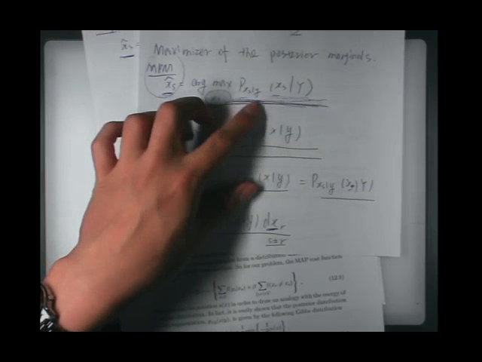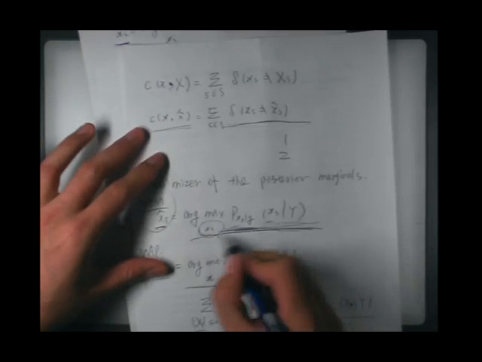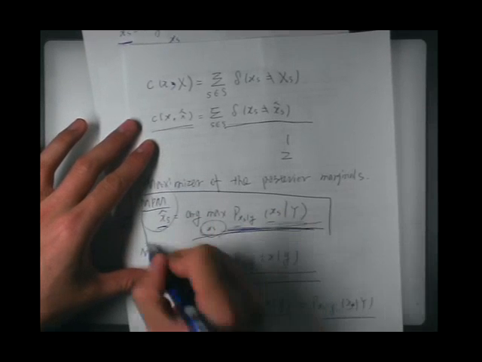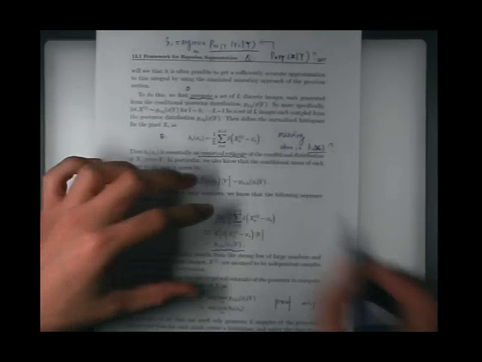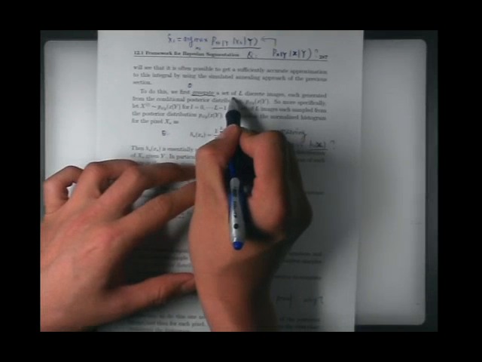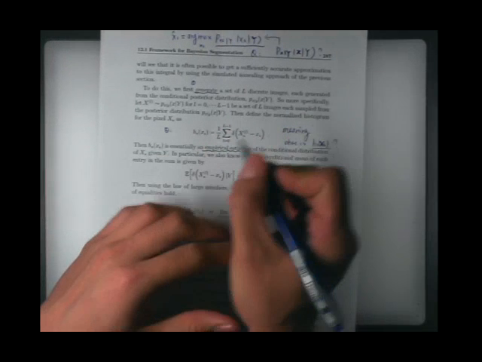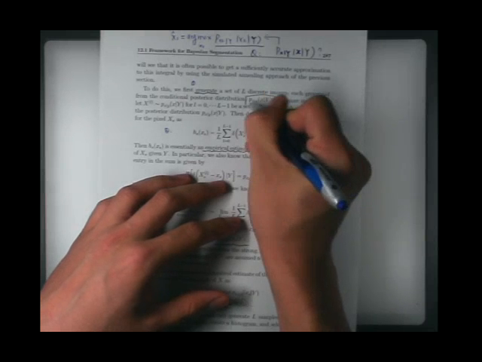How to solve this problem? Today, I'll talk about how to optimize the MPM cost function. The method I'm going to use is called the sampling method. As the first step, we generate a set of L discrete images, each generated from the conditional posterior distribution p(x|y).